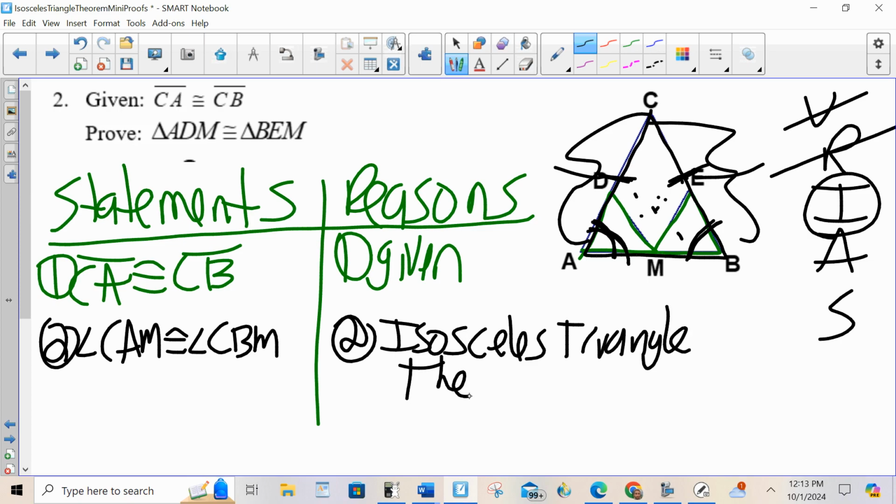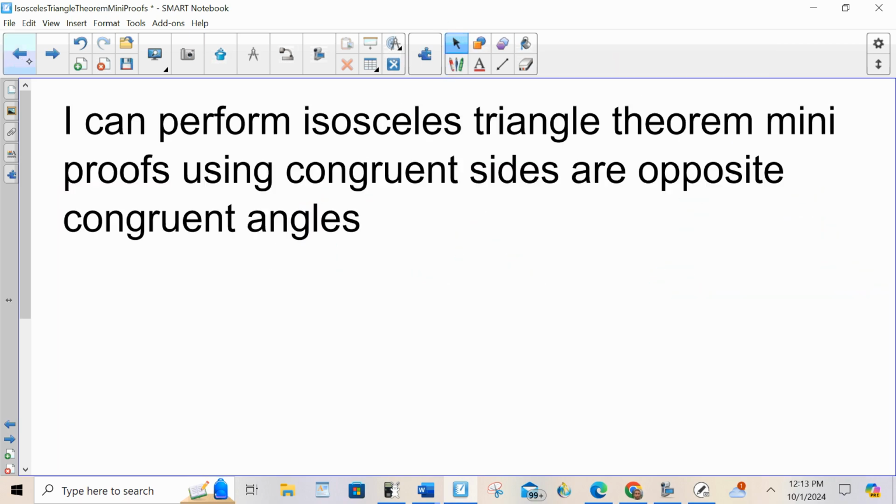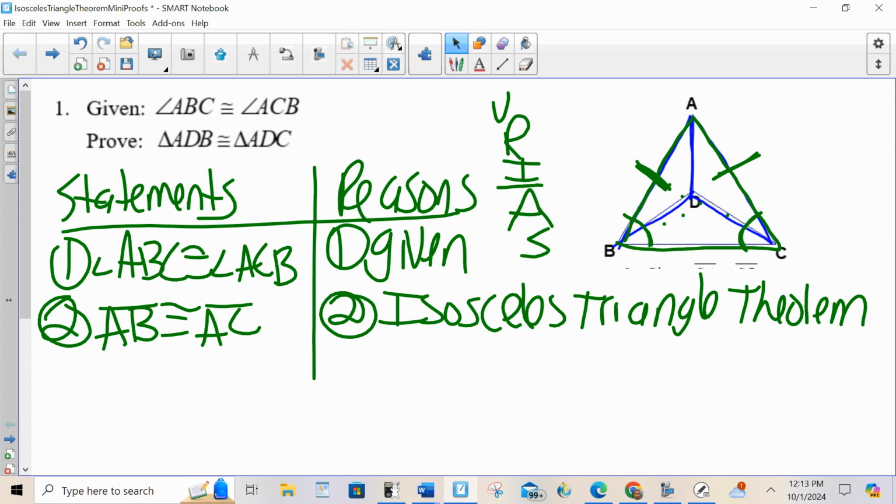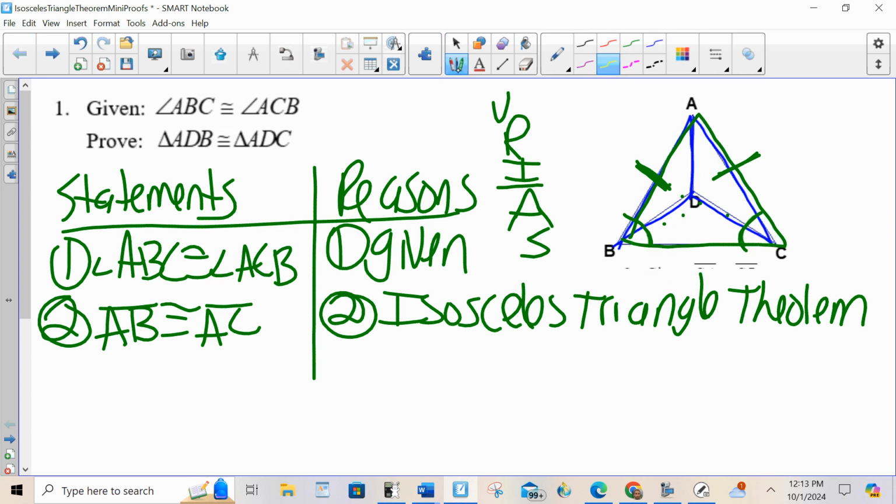So if they give you sides or angles congruent that aren't in the triangles you're trying to prove, look to see if there's an isosceles triangle. If there is an isosceles triangle and it tells you that these two sides are congruent, then I know that these two angles must be congruent, and those are angles of the triangles I'm trying to prove. And again, going back to the first example, if I gave you that these two angles were congruent, which are not angles of the triangles I'm trying to prove, I can conclude that these two sides are congruent. That's isosceles triangle theorem.